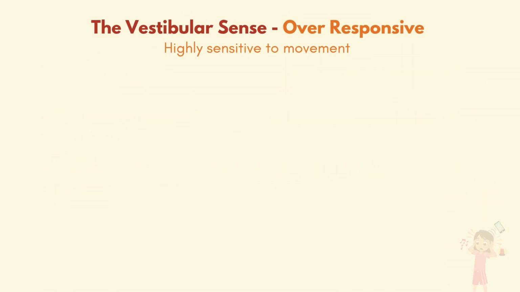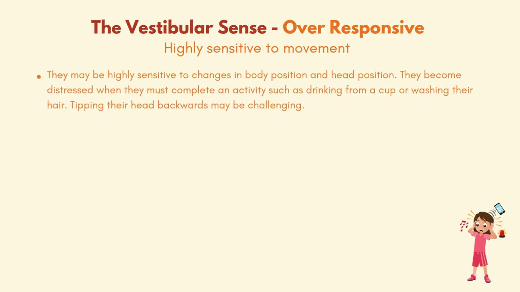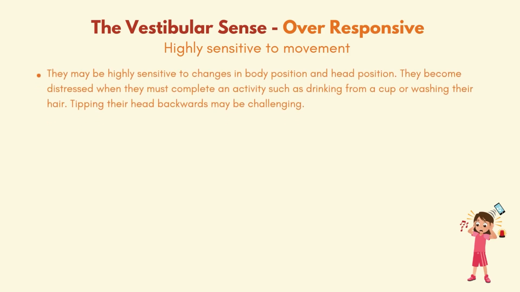Over-responsive children are highly sensitive to movement, and changes in head and body position may cause them to become distressed during these movement activities. They may be highly sensitive to changes in body position and head position. This may mean that they become distressed when they must complete an activity, such as drinking from a cup or washing their hair. Tipping their head backwards for these activities may be challenging.